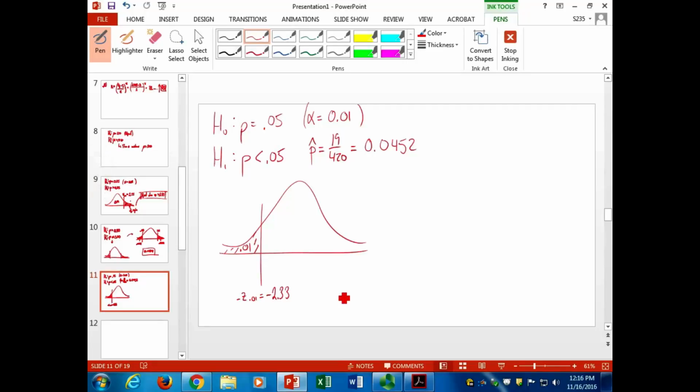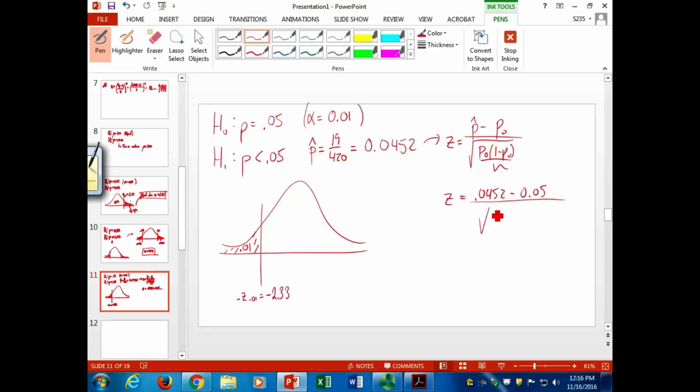And once we have our cutoff and our rejection region, we're going to take all this information and calculate our z-score. So our z-score is always what? P hat minus the claim, over the square root of the claim times 1 minus the claim over the sample size. So that's going to be 0.0452 minus 0.05 on top. Downstairs, square root of 0.05, 1 minus that would be 0.95, all over n was 420 people.